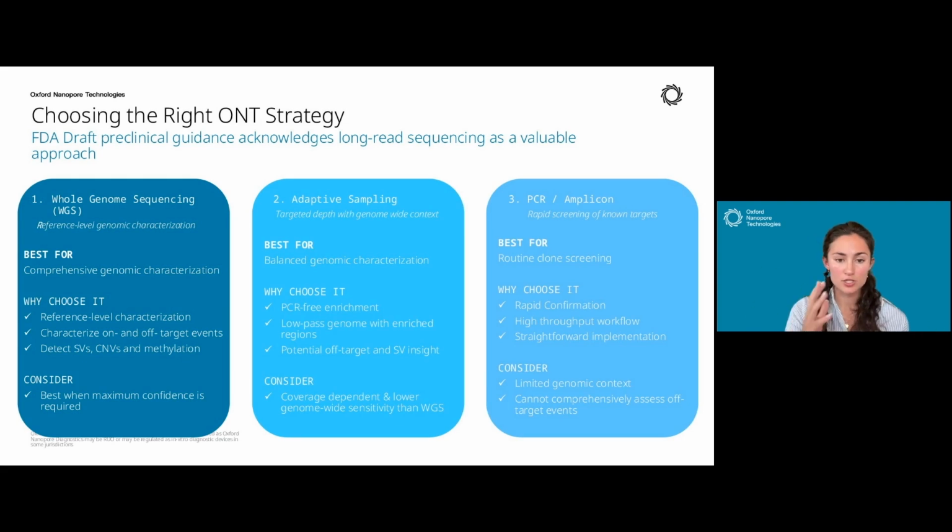So as the question moves from confirmation towards comprehensive characterization, the strategy has an opportunity to move with it. So again, these aren't competing workflows, but it's all about matching the approach to the question and the level of risk that you're trying to address.